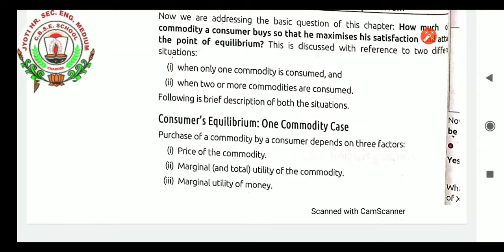Marginal utility of money means the worth of a rupee. See here, students, for us 100 rupees is valuable. For some people 100 rupees is not valuable. For poor people, 100 rupees is more valuable than anything. So for different categories of people, the same income has different values for them. Because of that, it is known as the marginal utility of money.